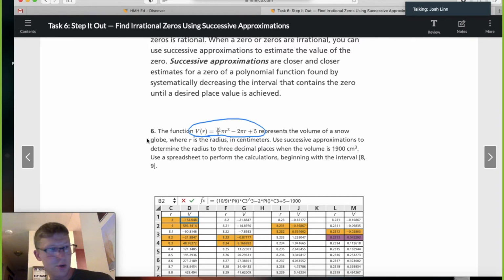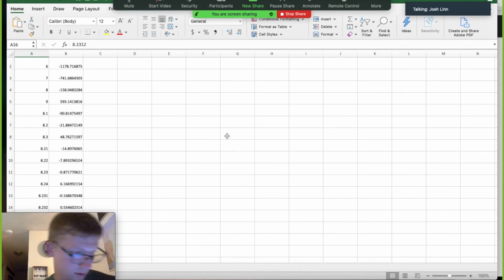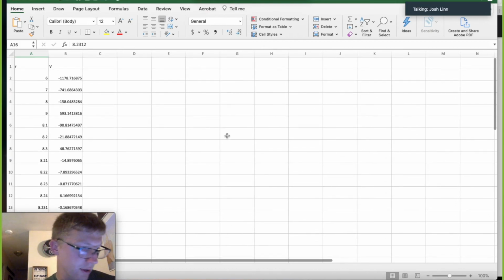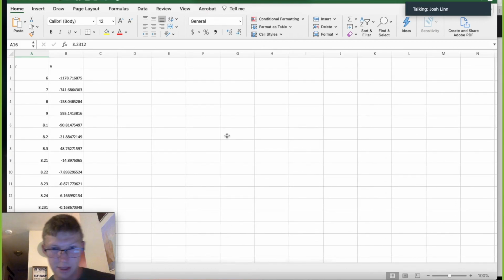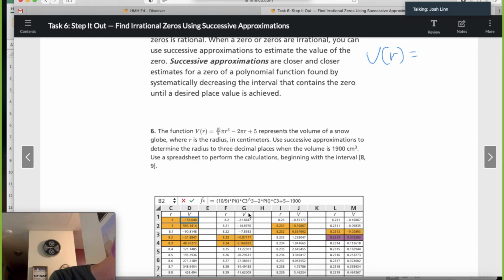And I'm actually going to show you using Excel as well. So we've got that function there. Now, quick tutorial about Excel. Well, actually, let's go back. Let's write down our function. So V of R equal to 10 divided by 9 pi r cubed minus 2 pi r, I did not leave myself enough space, plus 5.